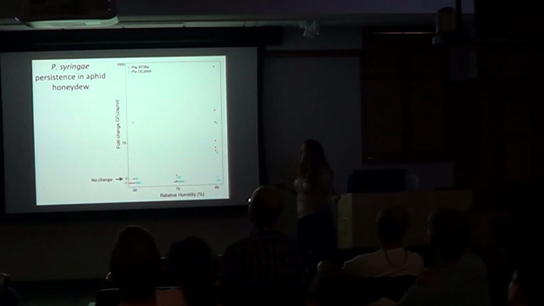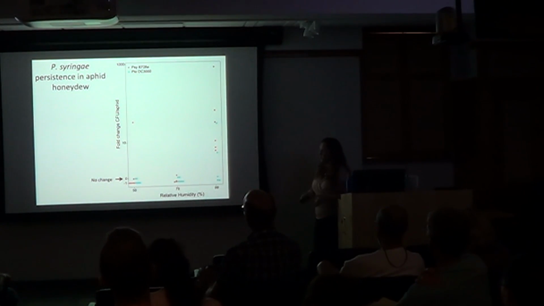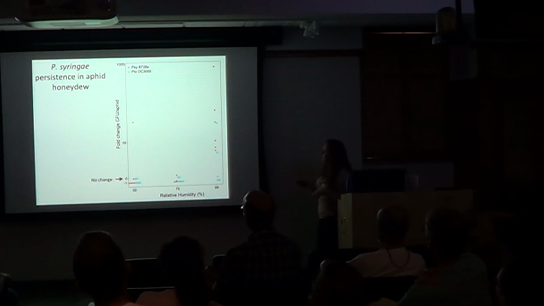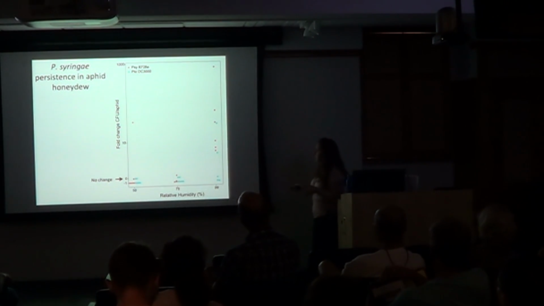So this is showing the change in bacterial population, CFU per aphid, after that incubation compared to what the initial numbers were in honeydew as it was. So it's just persistence in honeydew without any additional input from the aphids. The change is on a log scale because there's a lot of variation. 0 would be no change, so the population stayed the same. And -1 would be all the bacteria died.